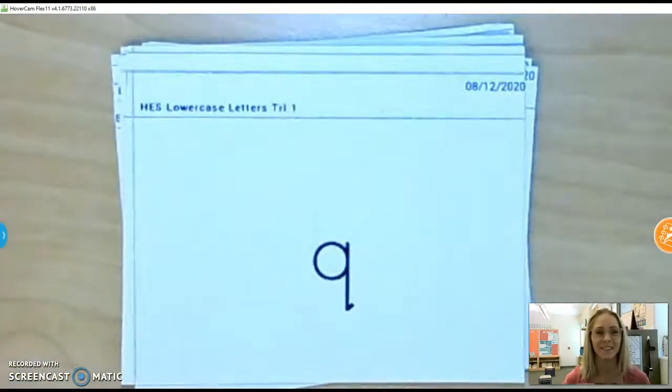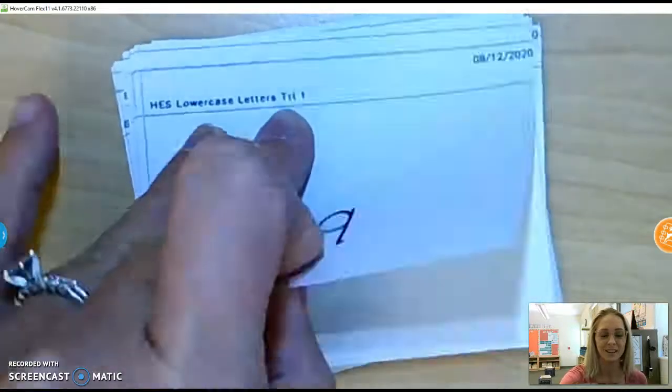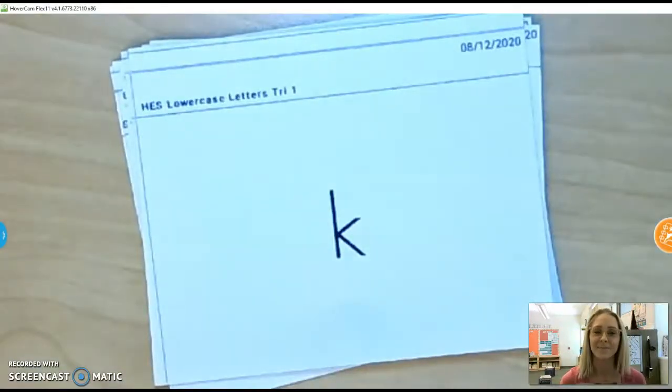Okay, what letter is that? This one might be a little bit trickier. This is the letter Q and it says Qua. Can you say Q, Qua? Nice work. Okay, what letter is that? Good. K, K. Say K, K.